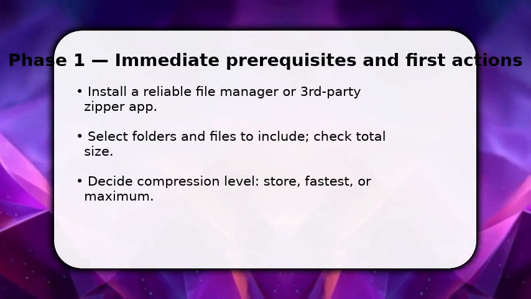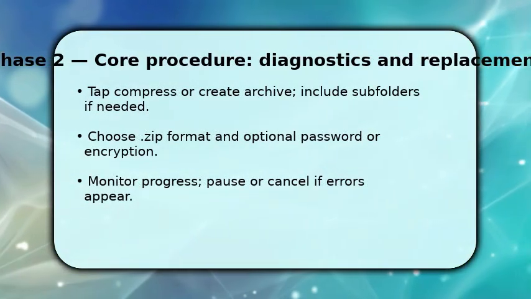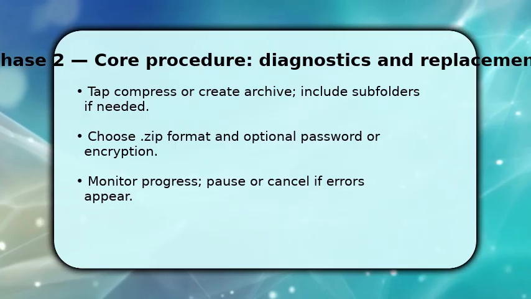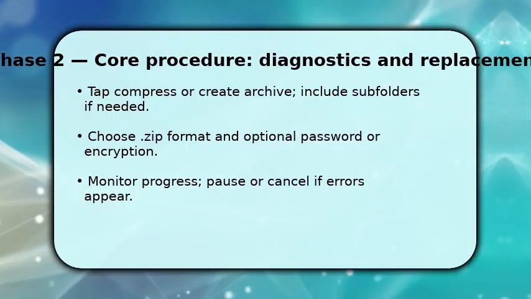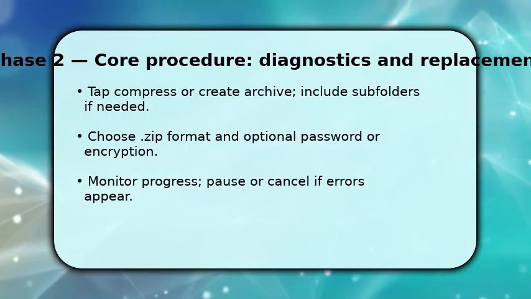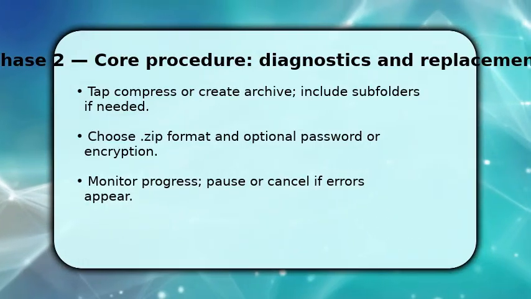You tap Compress or Create Archive and confirm the selection. Include subfolders when you need full folder structure preserved. Then pick Zip as the archive type because it's universally supported. Add a password or encryption only if you require security, since that increases processing time.